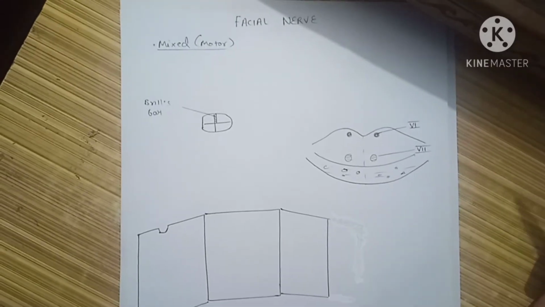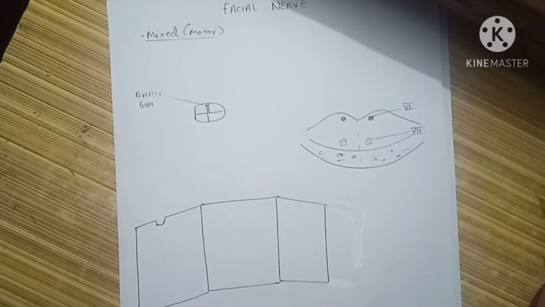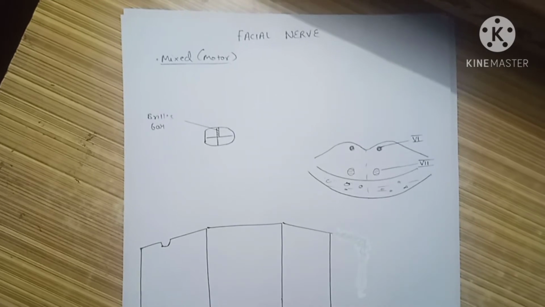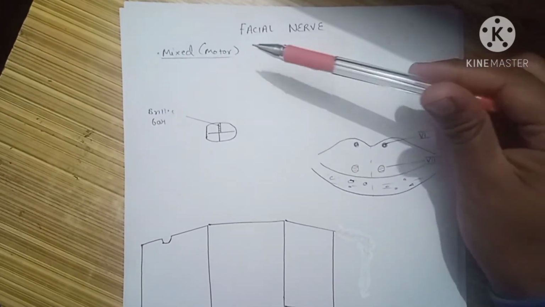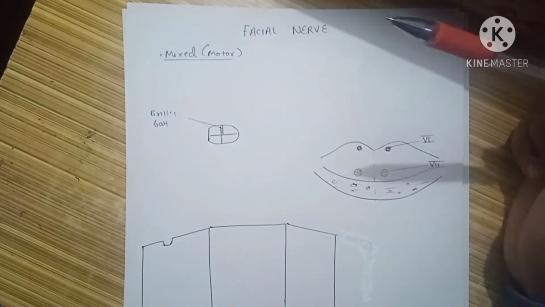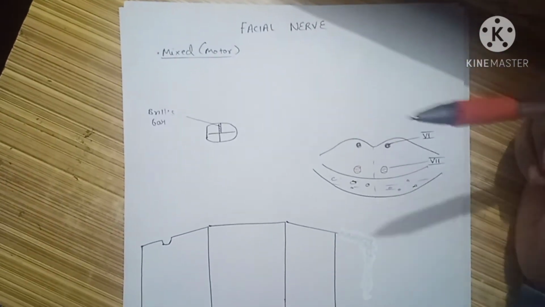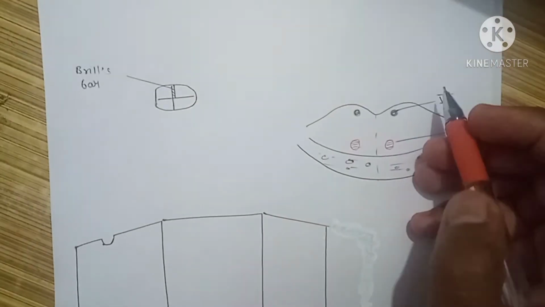Hello everyone. So today we will study about the facial nerve, its course and clinical relevance. It is the seventh cranial nerve and it is a mixed type of nerve, but mainly the component is motor. So let's start with its origin.